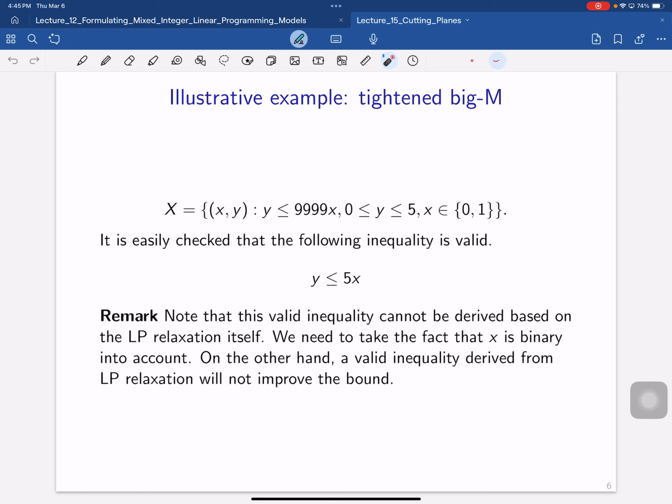Can this inequality be derived based on the LP relaxation? Right? Let's suppose I don't have x in {0, 1}. Let's assume we have x as a continuous variable between 0 and 1, right? Then the question is, can you derive y less than or equal to 5 from these linear inequalities? Or if not, you can show me a counterexample where this inequality is violated by some feasible point in the LP relaxation.